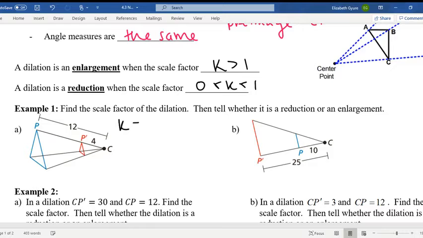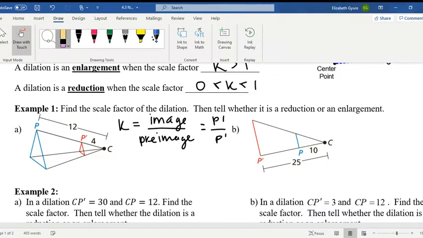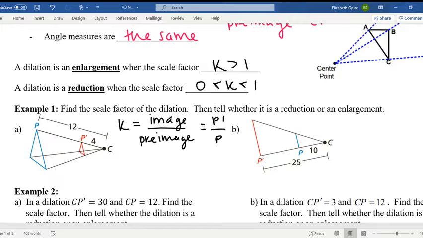So when we do our scale factor, the way that I try to remember it is prime over not prime. You take your image over your pre-image. Remember, take something from your image over your pre-image. Or I think of it as prime over not prime.